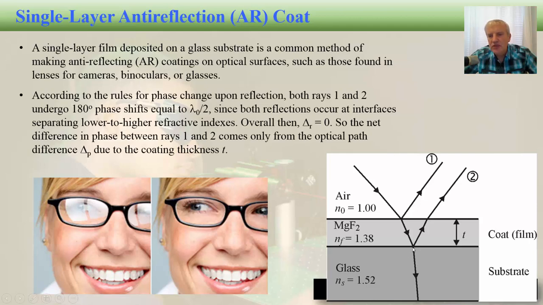Now, at this point here between the coating and the substrate, we have the same thing. Why? Because the coating has a lower index of refraction than the substrate, 1.38 versus 1.52. So both the reflection at the front surface of the coating and reflection at the interface between the coating and the substrate would produce 180 degree flip of the phase.